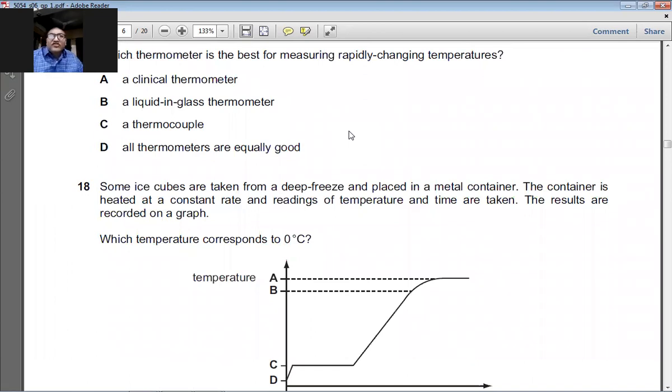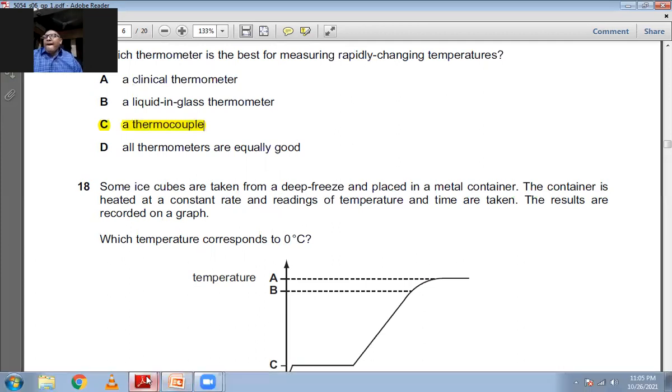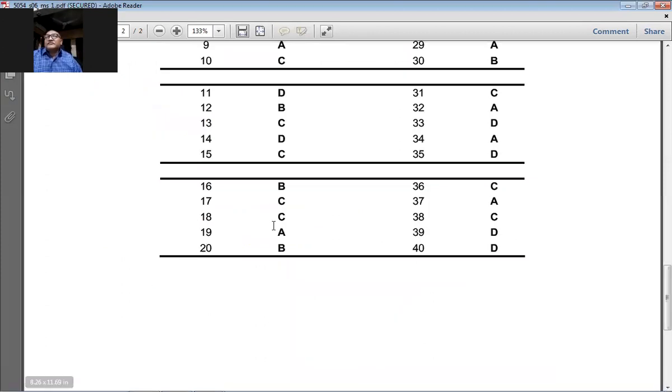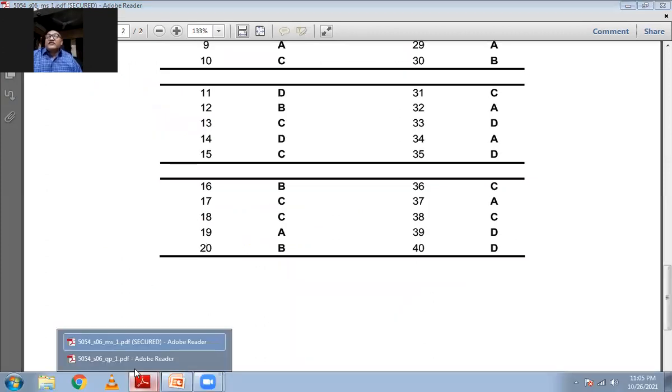The next question is, which thermometer is the best for measuring rapidly changing temperatures? If you want to measure rapidly changing temperatures, the best thermometer will be a thermocouple. I think C is the right choice, sir. Let's check. C is the right choice.